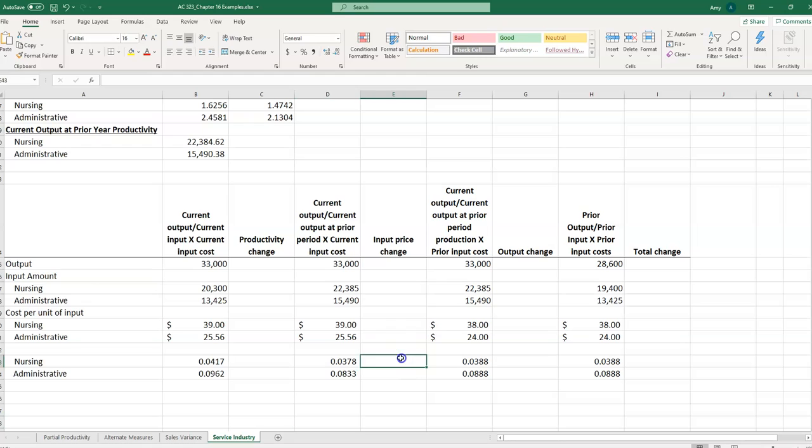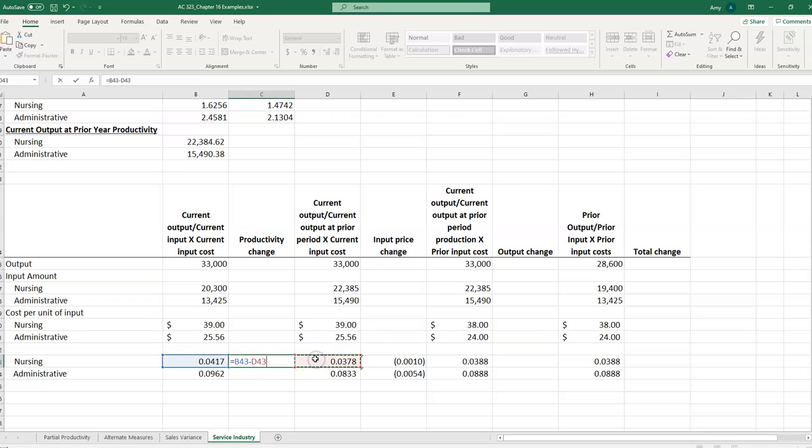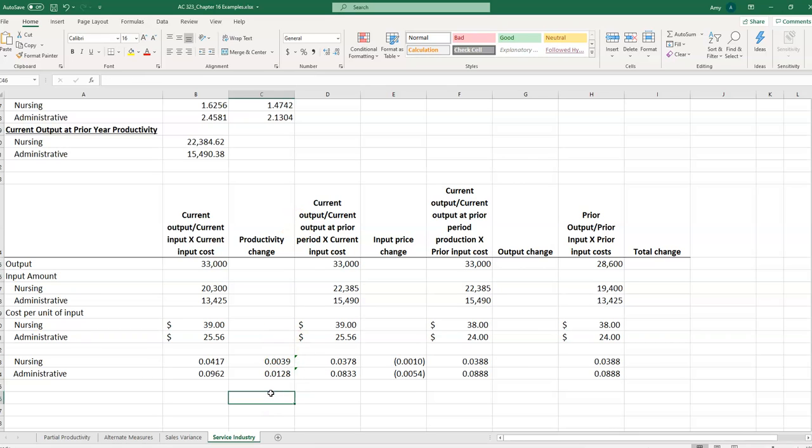So what we can see here is we have a variance. So we have a positive variance in our productivity change, we have a negative variance in the input price change, and zero variance in the output price change.